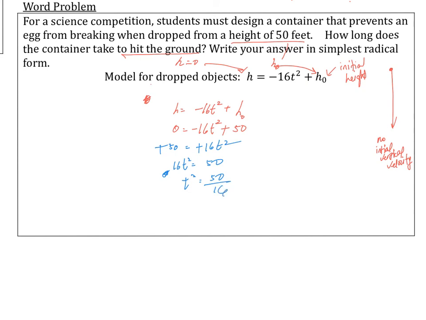Then take the square root of both sides. Well, we can't have a negative time, so I'm just going to go with the positive answer. And let's simplify this. Okay, I'm going to show some extra work to refresh your memory. So we can take out this perfect square, 25 and 16, to the outside. So there would be 5 square root of 2 over 4 seconds.